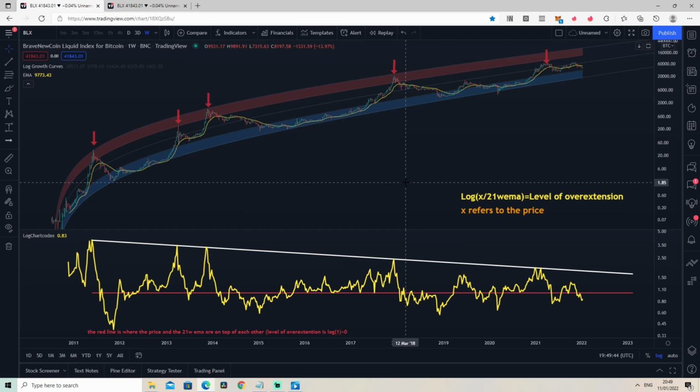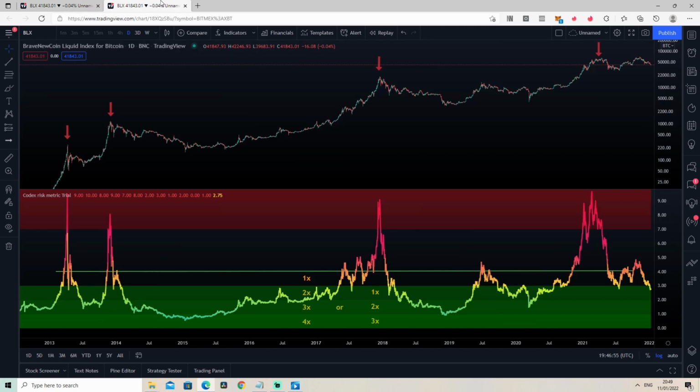Hey everyone, Codex here. Today what we're gonna do is take a look at the logarithmic indicator and the risk metric to discuss the idea of finding our peak.